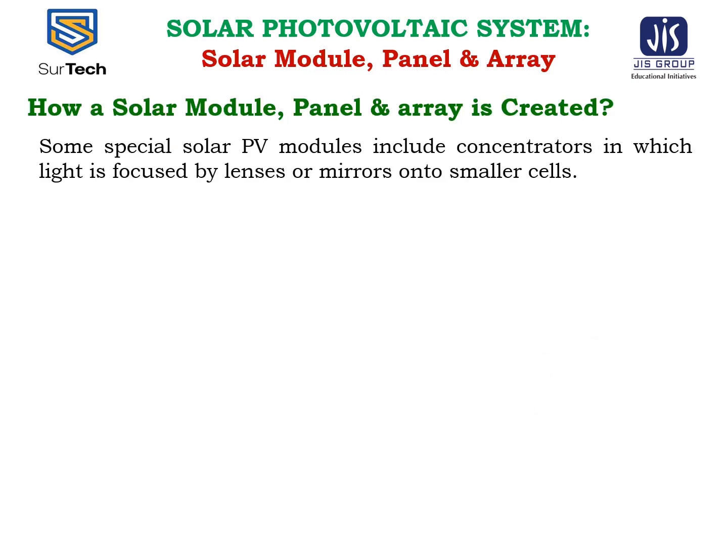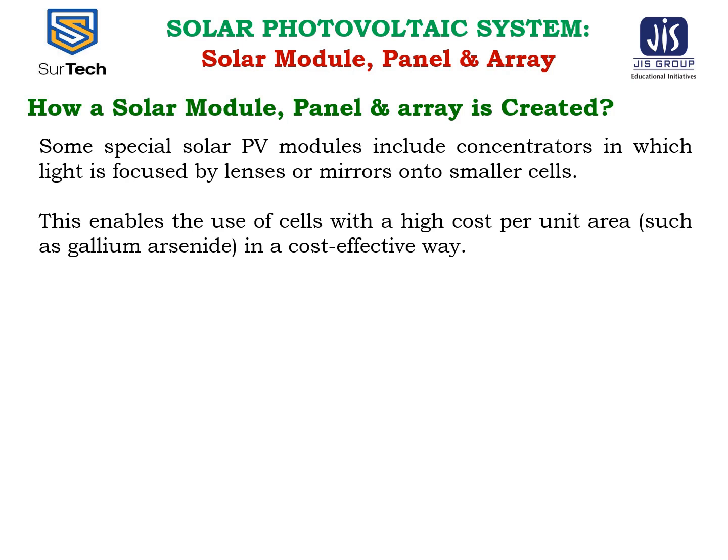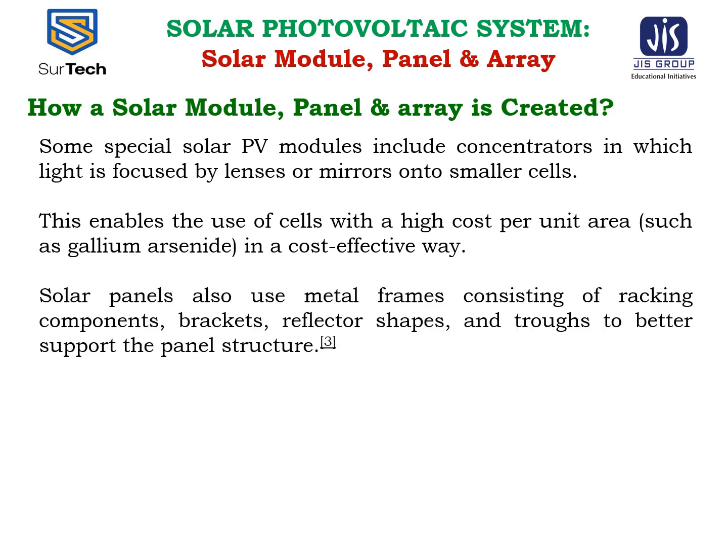Some special solar photovoltaic modules include concentrators, in which light is focused by lenses or mirrors onto a smaller cell. This enables the use of cells with a high cost per unit area, such as gallium arsenide, in a cost-effective way. Solar panels also use metal frames consisting of racking components, brackets, and reflector shapes to better support the panel.